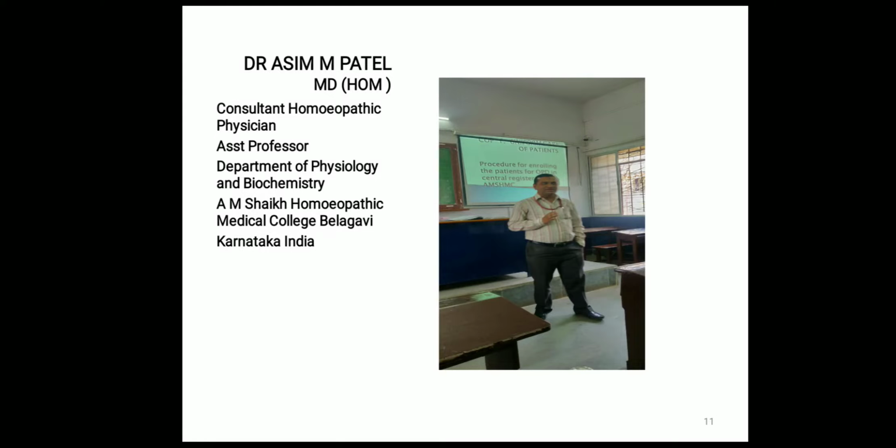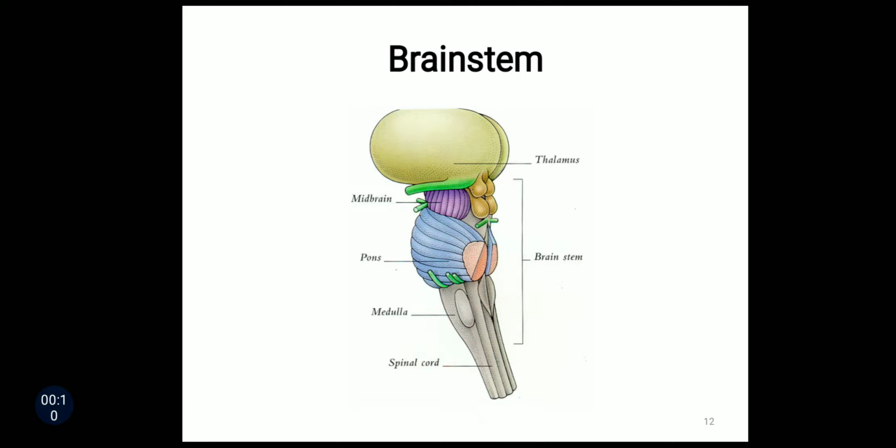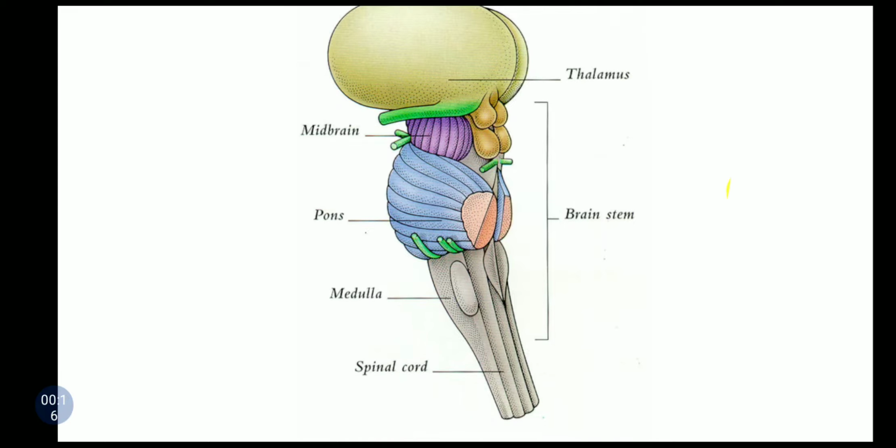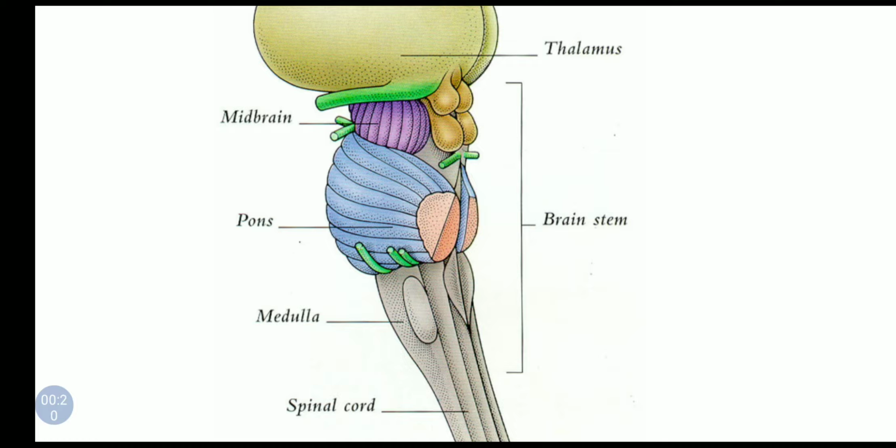Morning all. So today we are going to start with a new topic, that is the brainstem. Here you can see the brainstem. The brainstem is made up of three structures. Here you can see the medulla oblongata, pons and midbrain. These three structures are known as the brainstem.